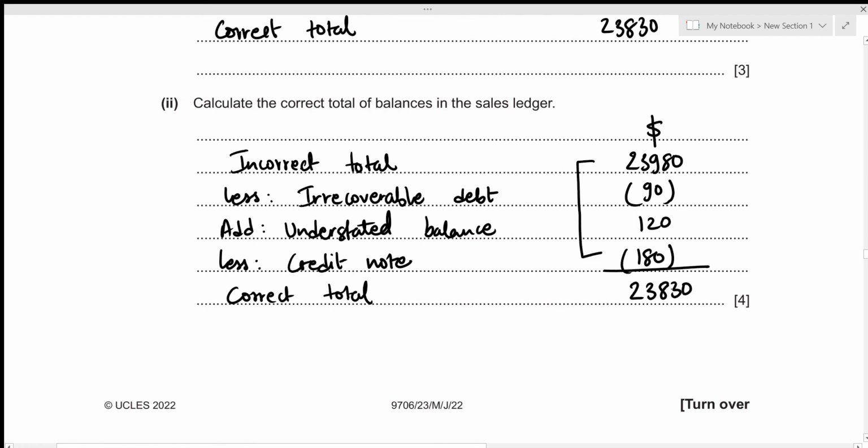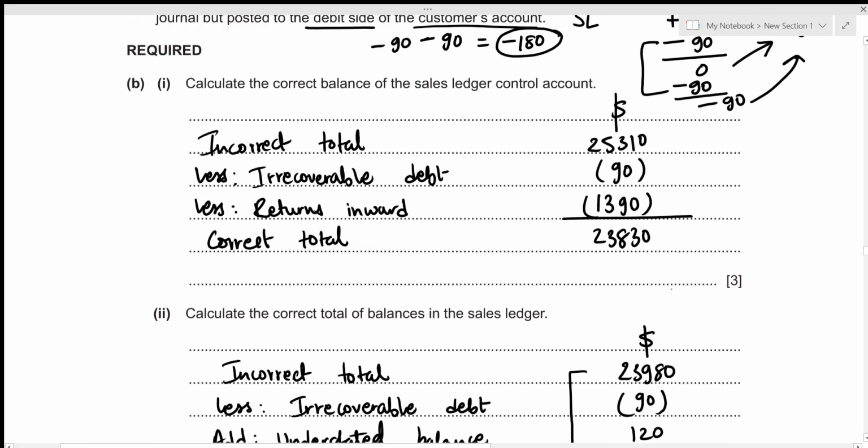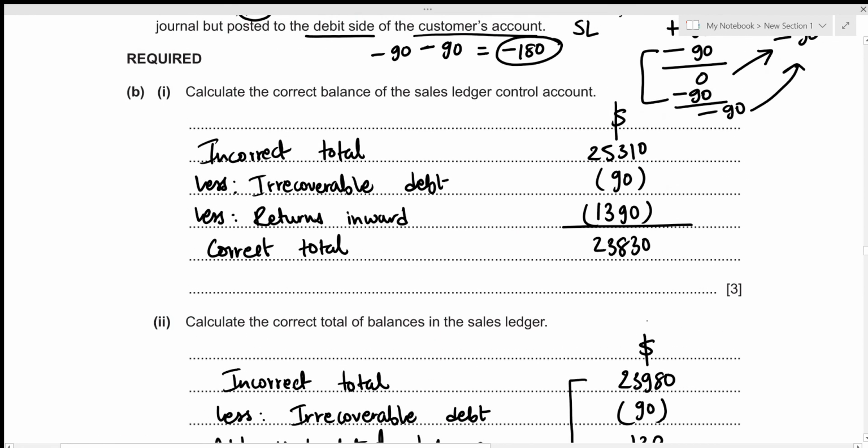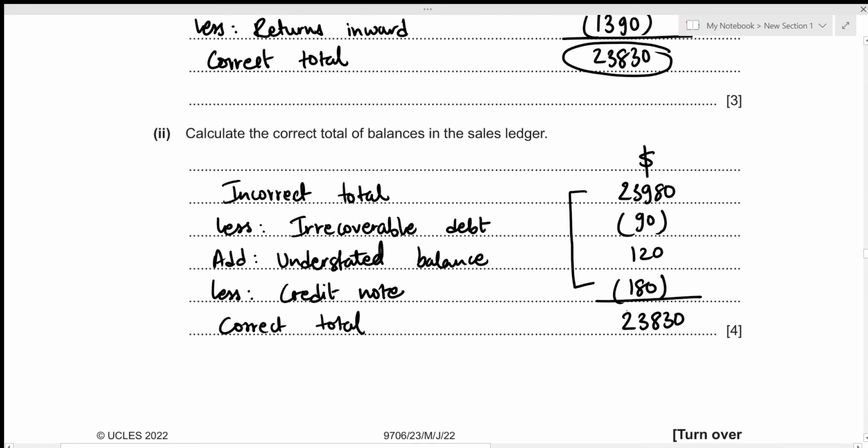Now, in order to check whether these processes have been right, we just tally our correct total for the sales ledger control account and sales ledger. They should be the same amount. We can see that the correct total for the sales ledger control account is 23,830, and the correct total of balances in the sales ledger is also 23,830, which means that our solution is correct. So this concludes the second part of this question.